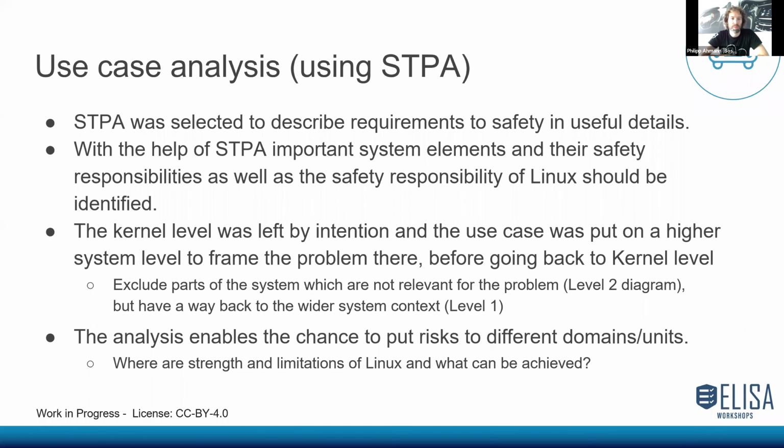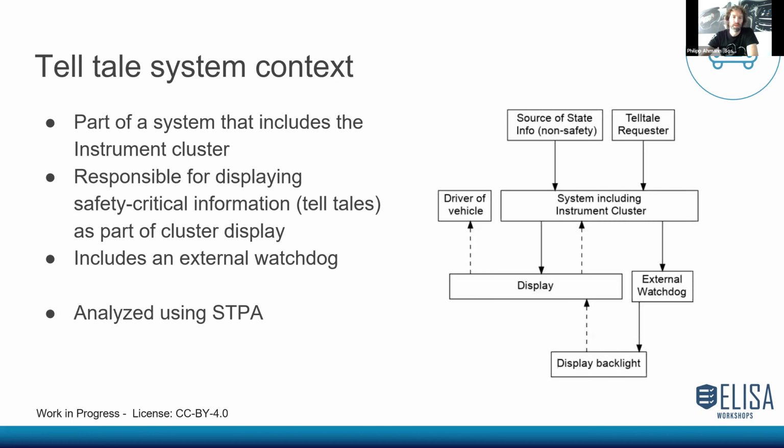Therefore we put this on the system level and we iterated back on a second level of the system architecture, giving them more details, going onto unsafe control actions. But this is also something you could hear that we need to align stronger and will align stronger with the architecture work group, because a lot of our work is still OS independent. We're just in the process of diving into the OS dependent part. And we now have the chance to put risk to different domains and units, where strengths, where limitations of Linux, and putting it all in a system context.